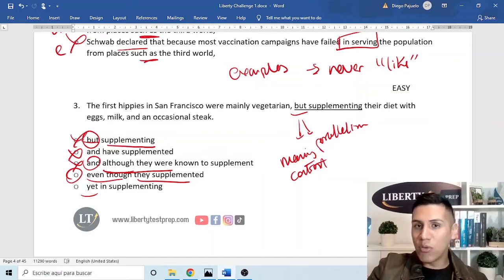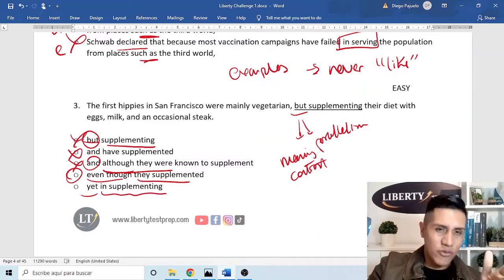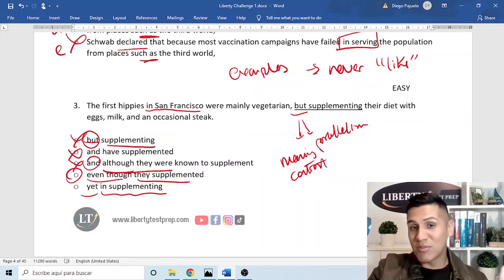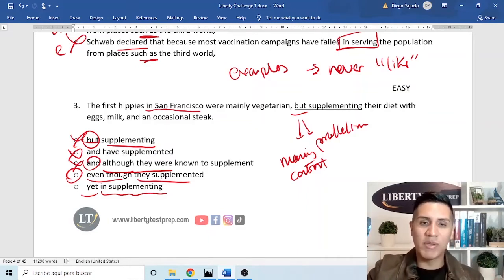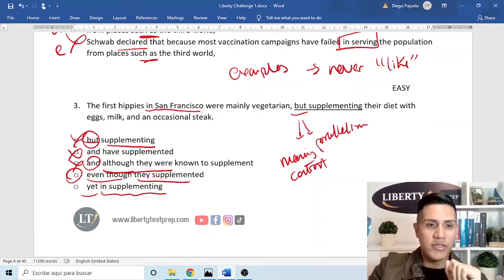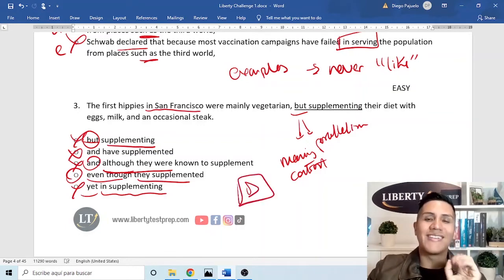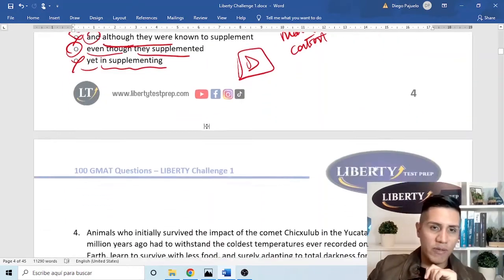Letter E, yet. Yet is a fanboy, is one of the coordinators, right? That does generate parallelism. You have a prepositional phrase to the right. You don't have a prepositional phrase to the left. You do have one, in San Francisco, but it doesn't really work that way because it doesn't make sense, right? You don't have the first hippies in San Francisco and the first hippies in supplementing. It would make no sense. So letter E is out and you stay with letter D as in David. Okay, so that's number 3.